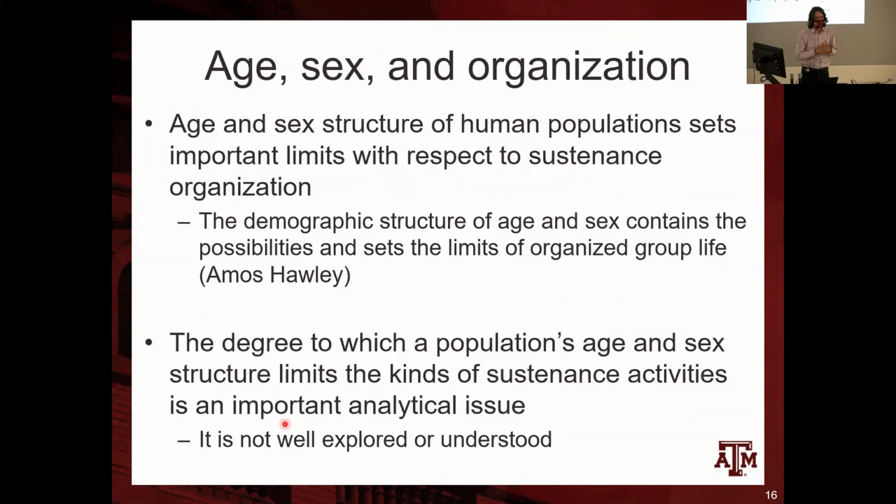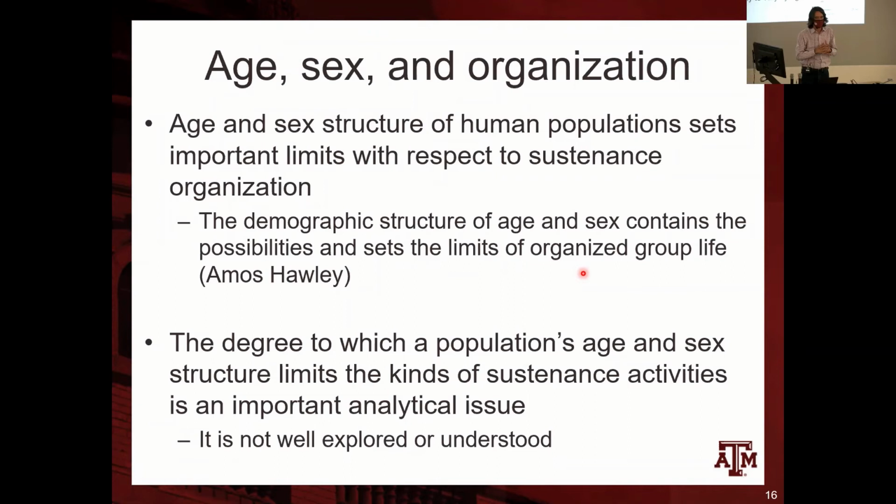And this concept of organization is also important to understand. Age and sex structure of human populations sets important limits with respect to sustenance organization. The demographic structure of age and sex contains the possibilities and sets the limits of organized group life. So that's a sentence from this demographer. You might say that the proportion of children that we have in a society, the proportion of people in labor ages, the proportion of older people, the proportion of women and men, they will be the basis of how we are organized as a society, as a group.